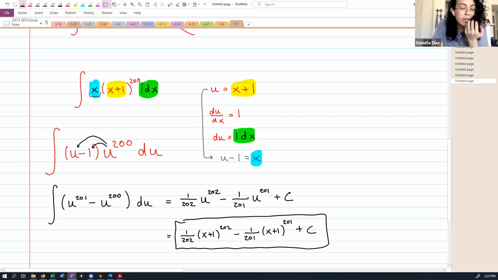We couldn't actually subtract anything from the u's because they're both u's and then the exponents are 201 and 200. We couldn't do anything with that. You can only do something if they're the same base if you're multiplying or dividing. Then you can add the exponents or you can subtract the exponents. Okay, thank you.